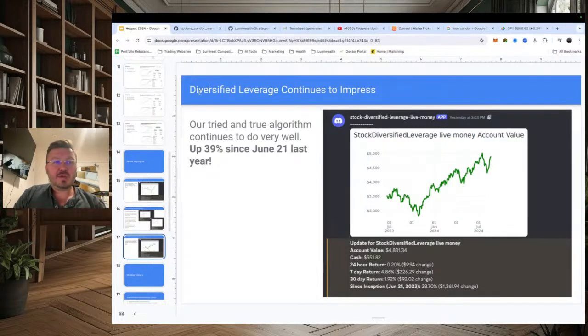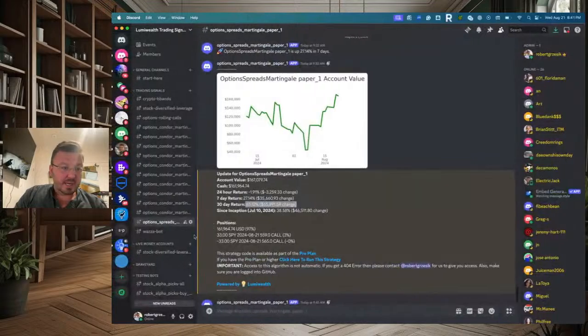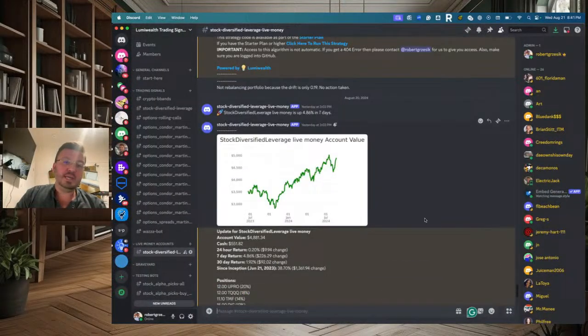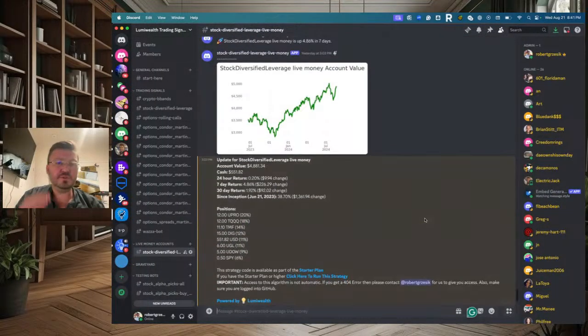And then also we have our diversified leverage is another one. We've been running this for a long time. It just continues to impress. For those of you who signed up for this, we say it's one of our more basic algorithms, that sort of thing. But a lot of people, I feel like, ignore it because of that.